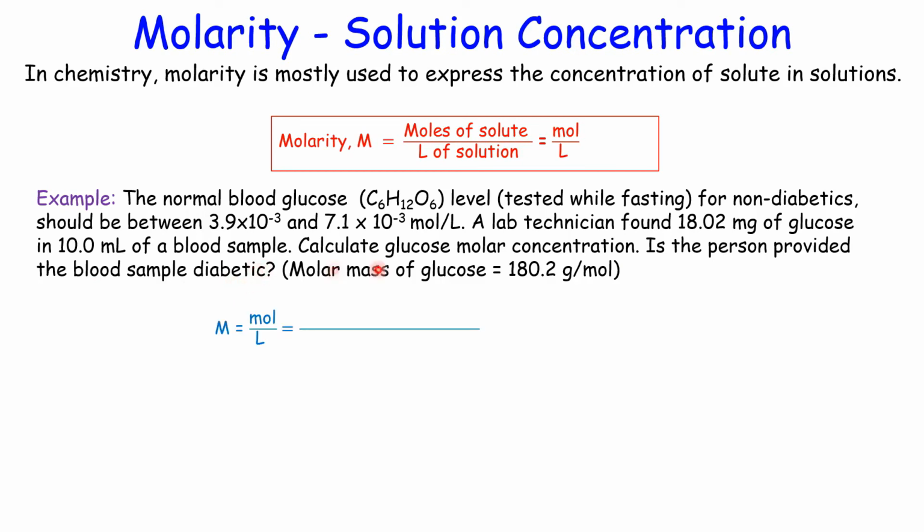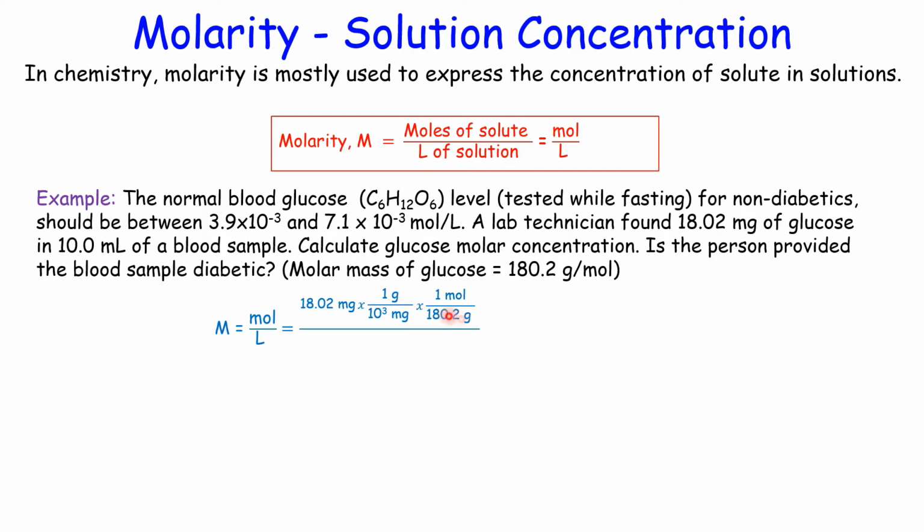Of course, in order to answer this question, whether the person is diabetic or not, we have to first find out the molarity of the blood sample. Molarity can be calculated using moles of solute. Moles of solute, what do we know? We have 18.02 milligrams. We start from what is given. And first, we need to convert from milligrams to grams so that we can use the mole concept. And then, you see the milligrams are cancelled.